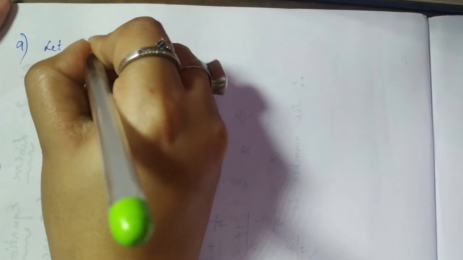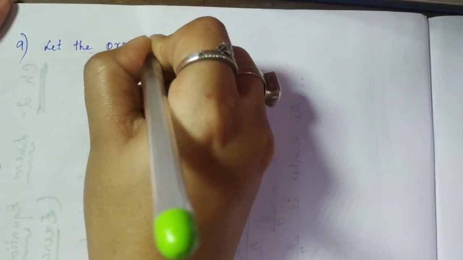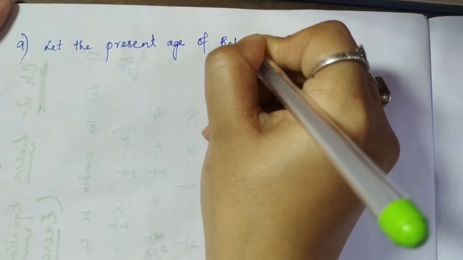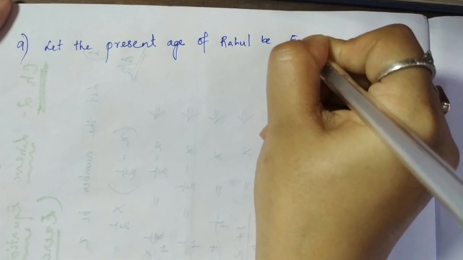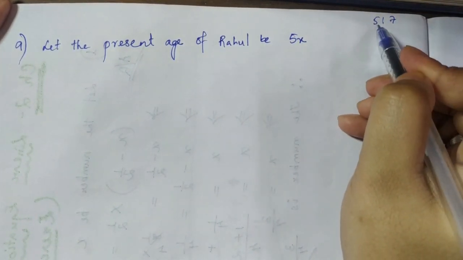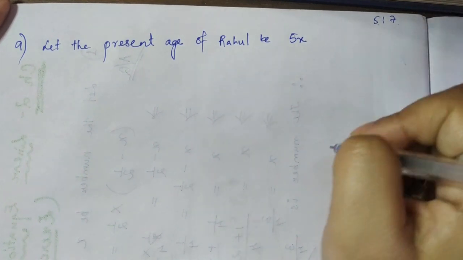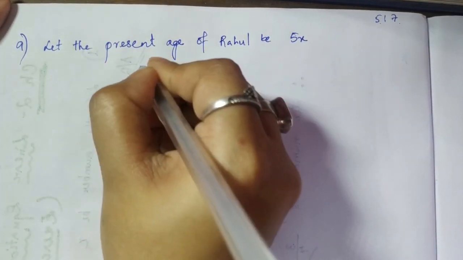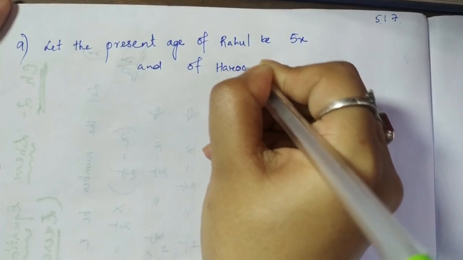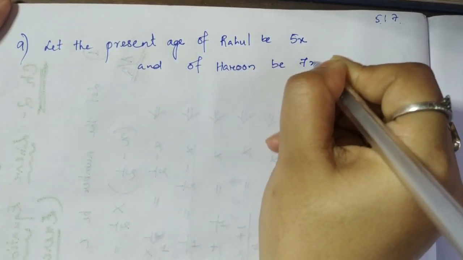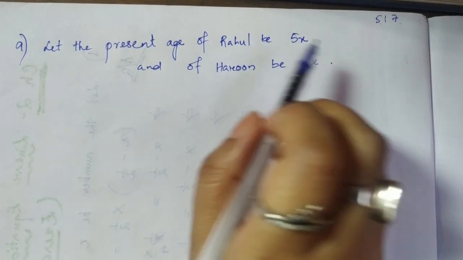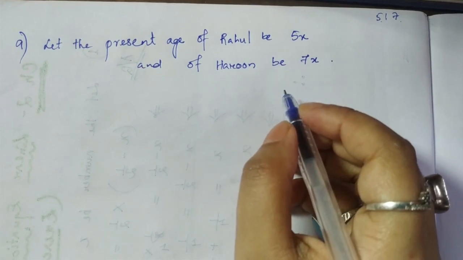Let the present age of Rahul be 5x, because it was given in the ratio 5:7, right? The first one is for Rahul and the second one is for Harun. So 5x, and the age of Harun be 7x.